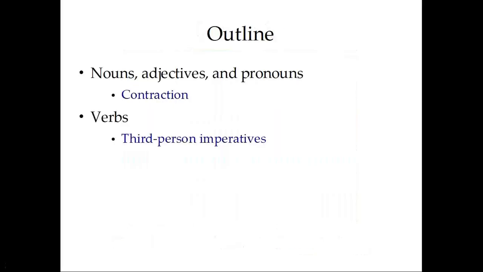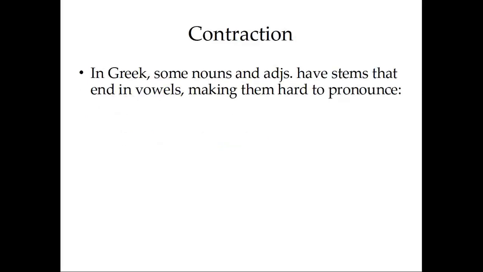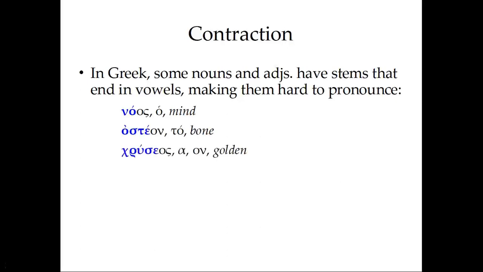Lesson 15. In this presentation, we will be looking at contraction and third-person imperatives. In Greek, some nouns and adjectives have stems that end in vowels, making them hard to pronounce because their endings also begin with vowel sounds. For instance, naos, mind; osteon, bone; chruseos, chruseia, chruseon, golden.